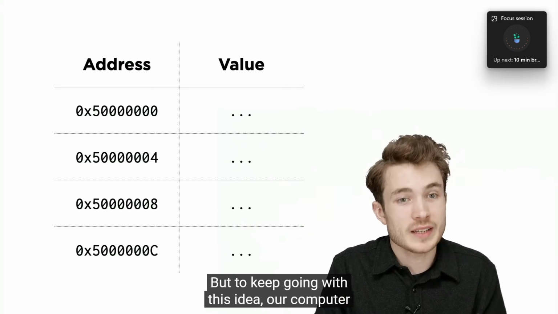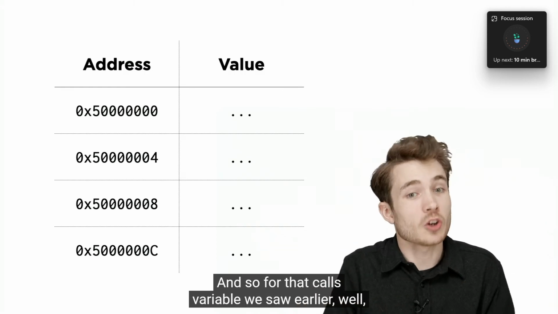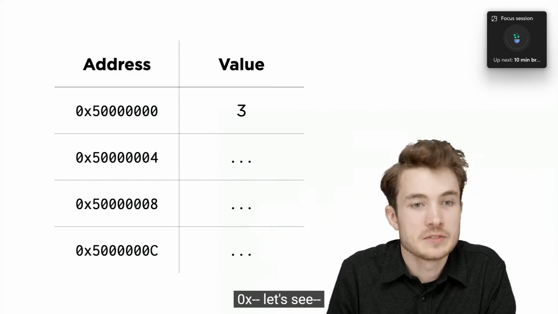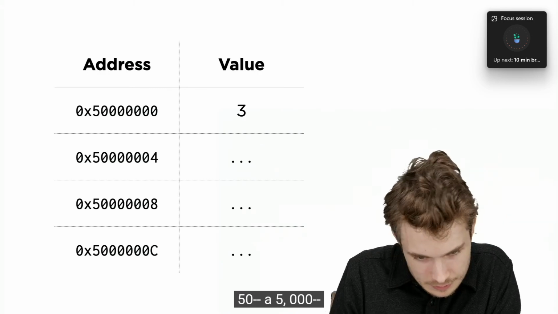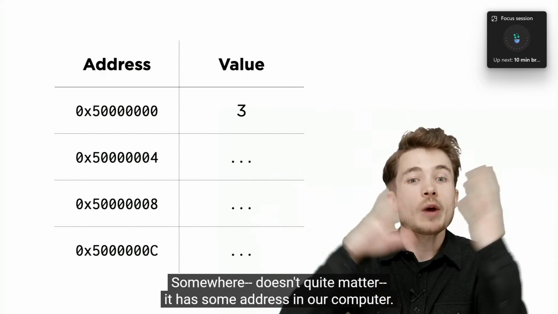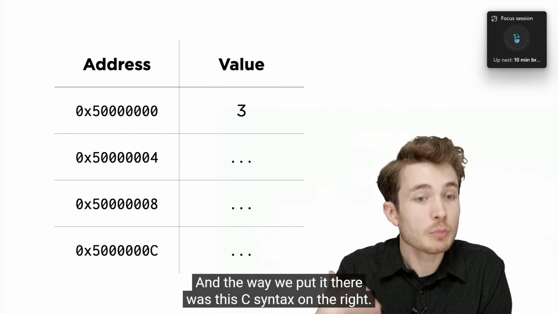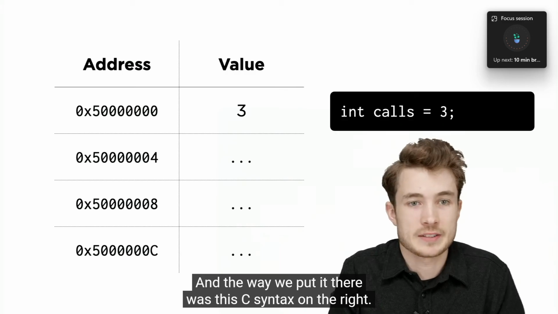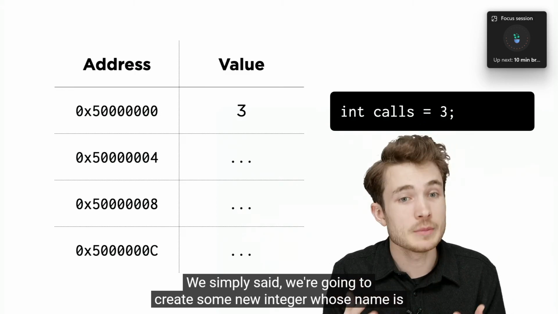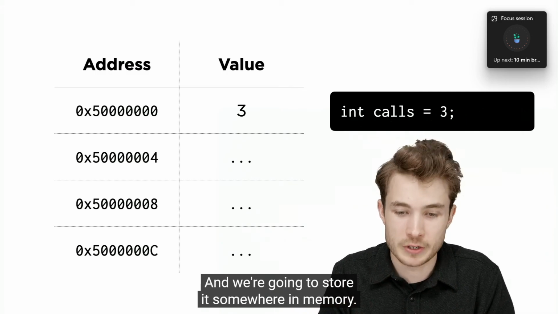But to keep going with this idea, our computer wants to store some value somewhere in memory. And so for that calls variable we saw earlier, that could be stored at this address right here: 0x5 and 7 zeros. Somewhere, it doesn't quite matter, it has some address in our computer. And the way we put it there was this C syntax on the right. We simply said we're going to create some new integer whose name is calls that will get the value 3. We're going to store it somewhere in memory.